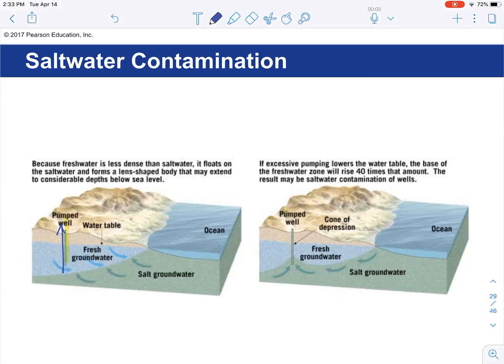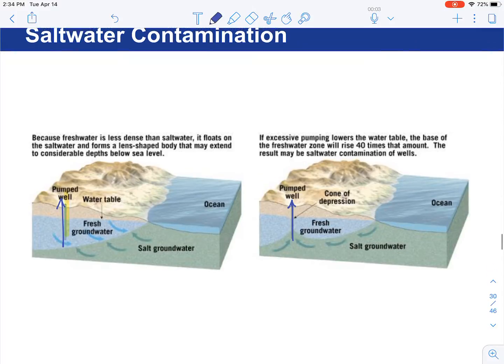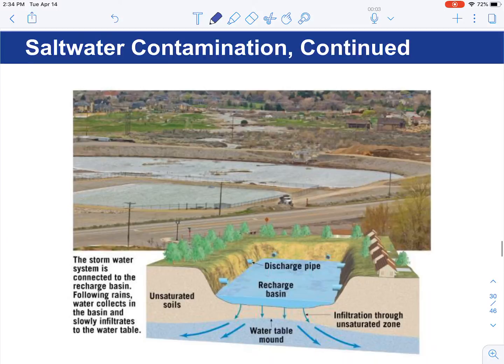And what that does is it allows for groundwater that's salty to infiltrate and then contaminate your wells. So you don't want to get salt water pumped out of your well that you're using for domestic purposes, right? So excessive pumping can cause this saltwater contamination.